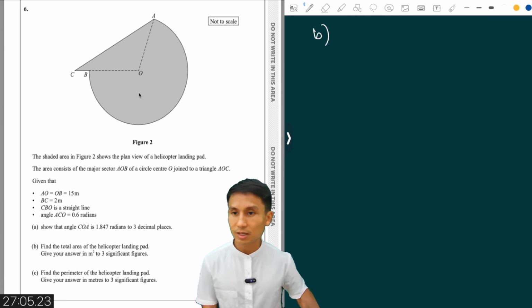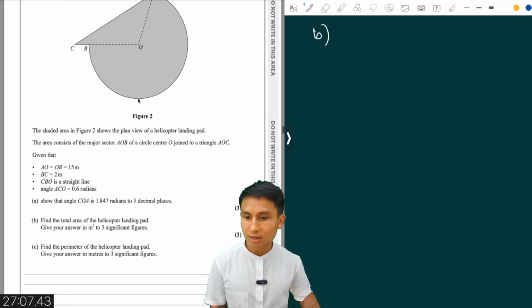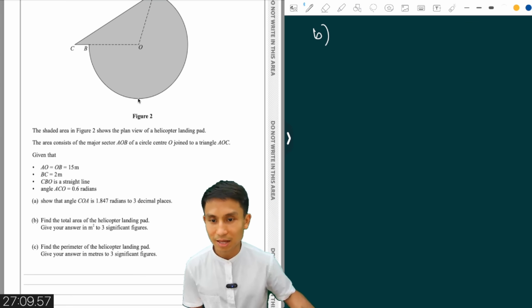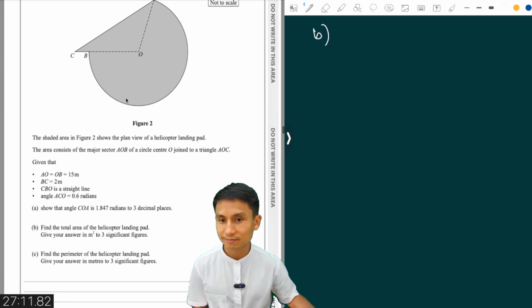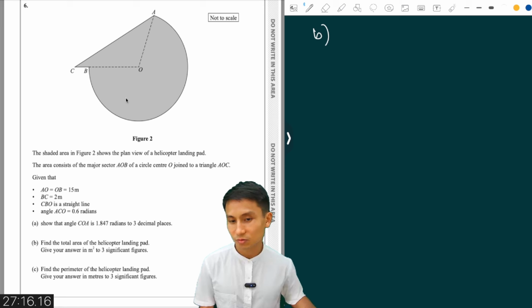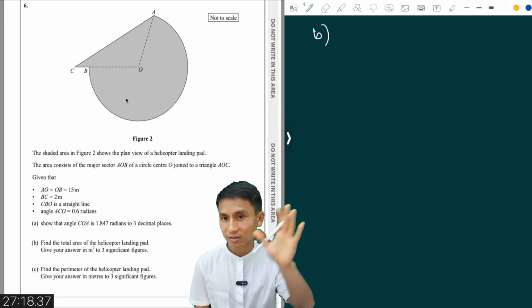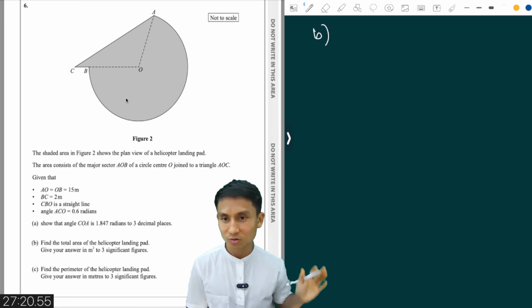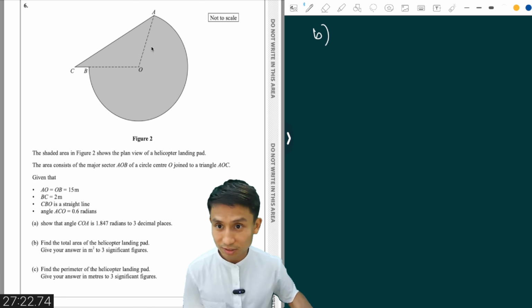Okay, so part B. Find the total area of the helicopter landing pad. It's just everything, right? Total area. Well, we can do the sector and the triangle separately. So it's just the sector here.